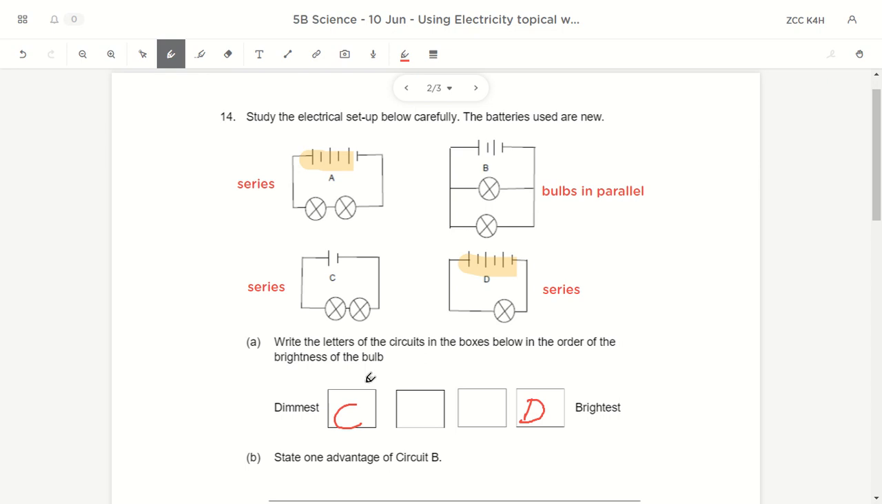Alright, so now we are left with A and B. A, you realize, is 3 batteries with 2 bulbs connected in series, while B is 2 batteries but they are connected in parallel. So in a sense, as we learned before, if you connect bulbs in parallel, the brightness doesn't change no matter how many bulbs you connect in parallel. So these two are the same in a sense, but there are 2 batteries here. So each bulb will have the brightness of 2 batteries.